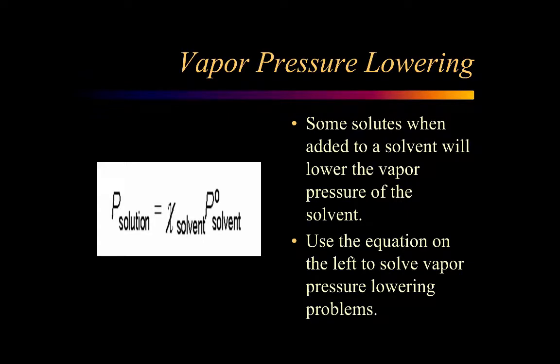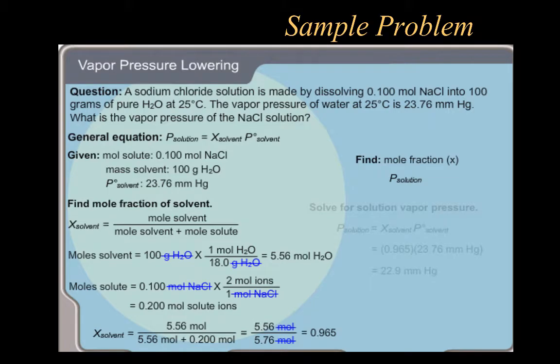Another type of colligative property is vapor pressure lowering. Basically, by adding a solute to a solvent, we can lower the vapor pressure so it doesn't vaporize as quickly. And this can be important when we're talking about boiling liquids.